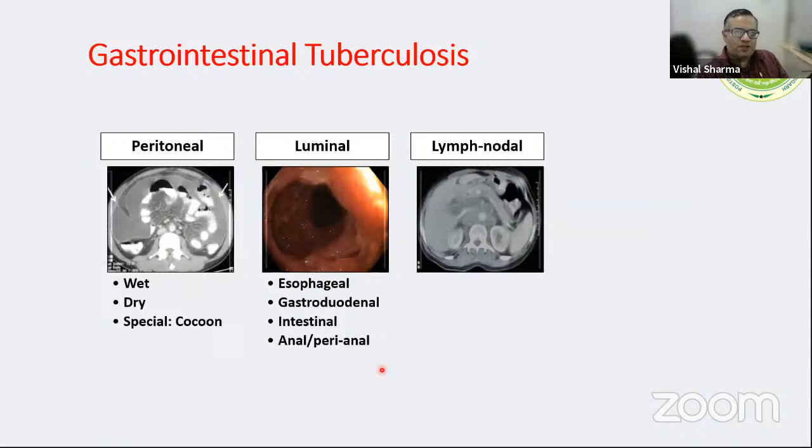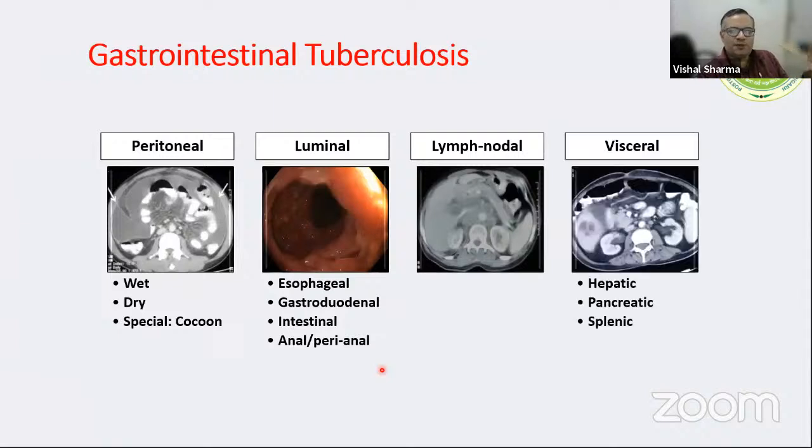Of course, there may be involvement of the lymph nodes. I'm not going to discuss this today. And then there could be involvement of the visceral organs like the liver, pancreas, spleen. But again, we're not going to discuss this today.